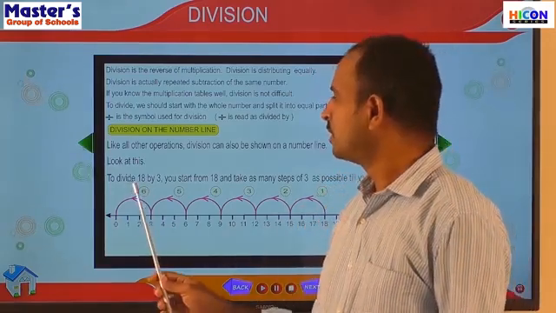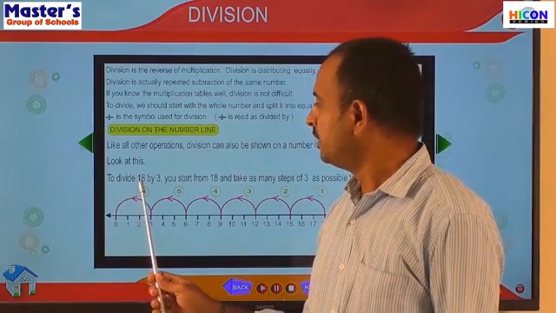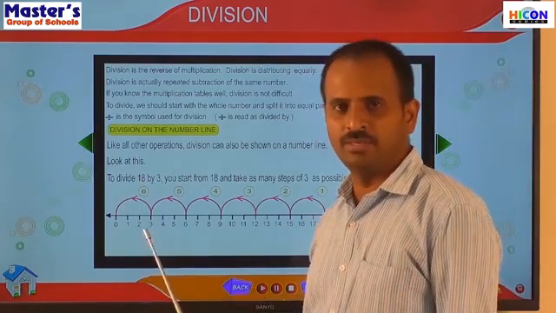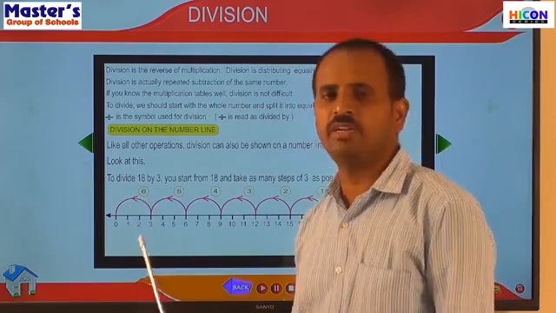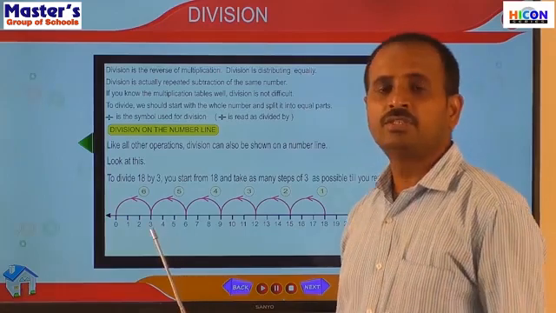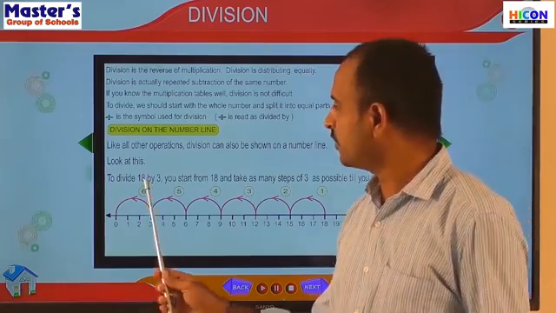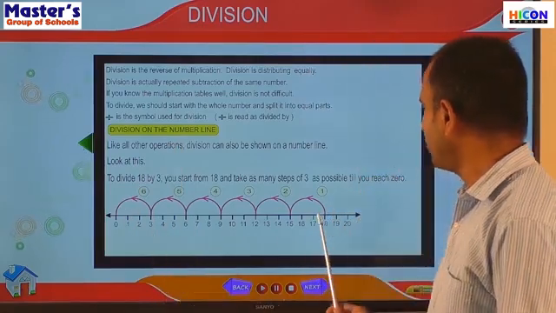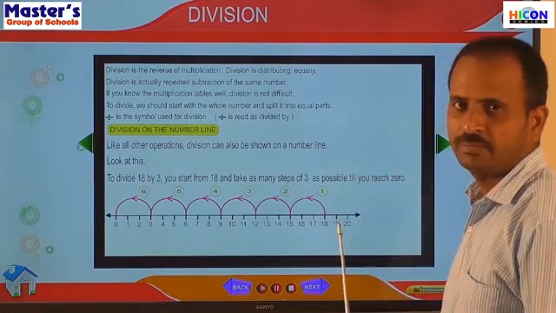Here is an example, 18 divided by 3. That means we have to divide 18 by 3. How to show this division on the number line? First, start from the whole number, that is, the first number. What is the first number in the division? 18. So on the number line, first you have to start from 18.